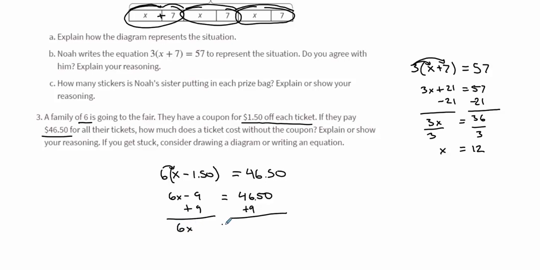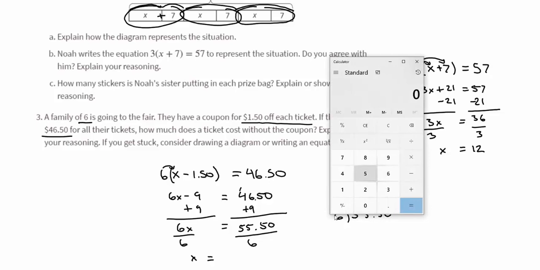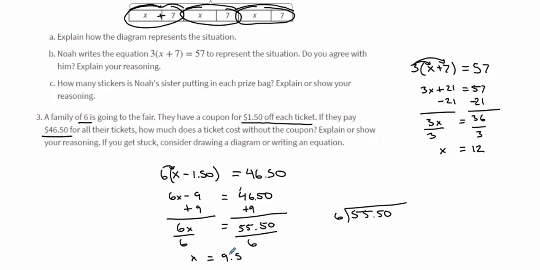So 6x is... so 6 tickets cost $55.50. So I'm going to divide by 6 to figure out what one ticket is. And one ticket would be $55.50 divided by 6. I'm just going to use my calculator. 55.50 divided by 6 is $9.25. So each ticket costs $9.25.